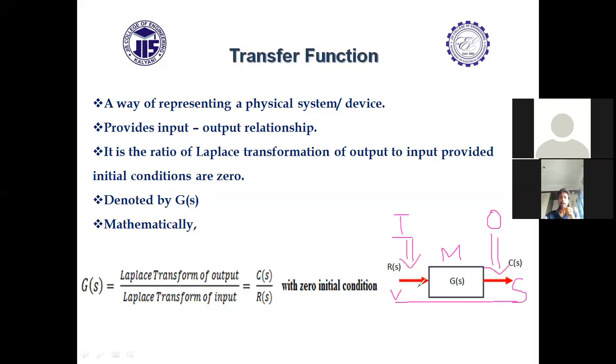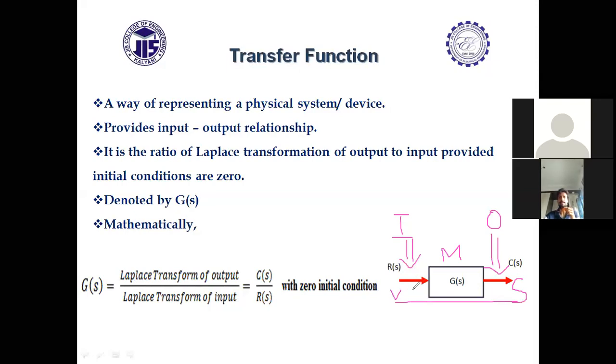By applying voltage, by increasing the input voltage, your speed will be increased. This motor is a practical device which takes some input and accordingly produces output. So this motor is giving some input output relationship. That is why it is written that a transfer function provides the input output relationship.